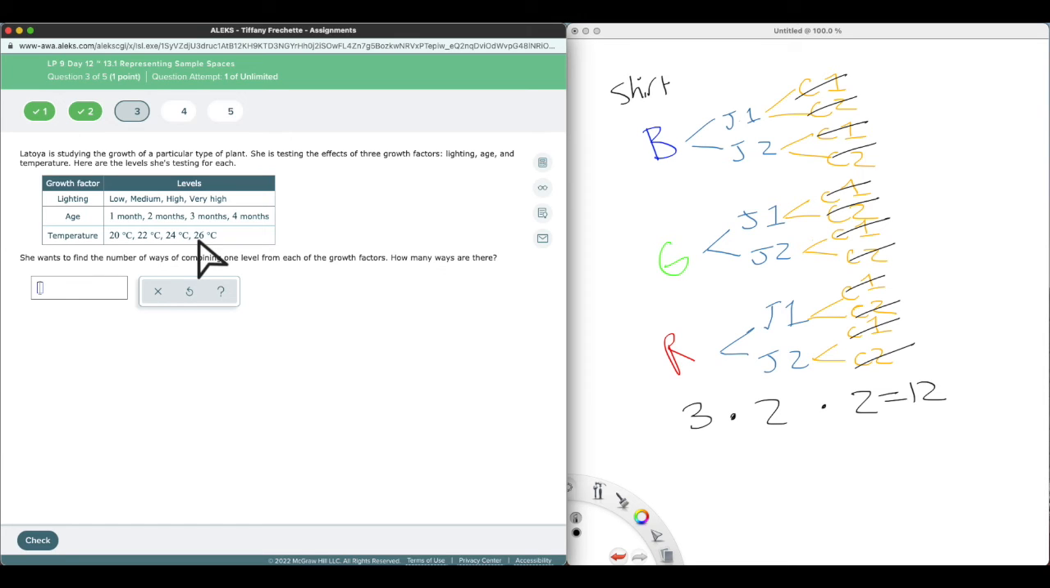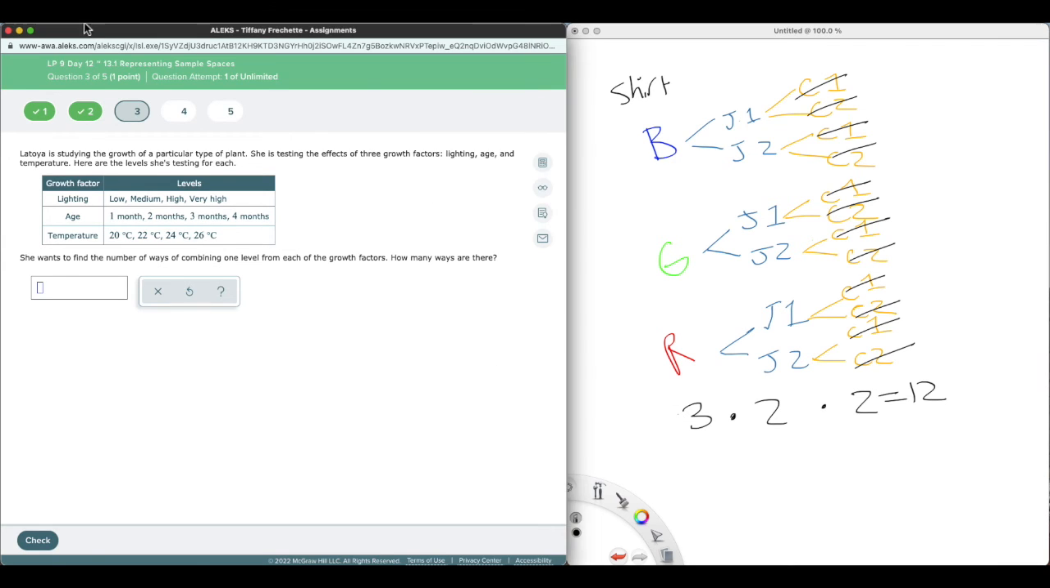So each one of these would have 4 options. So if we were to actually draw a tree, I'd have to start off with 4 options instead of 3. Each one of those options would have a month on it, 1 through 4.